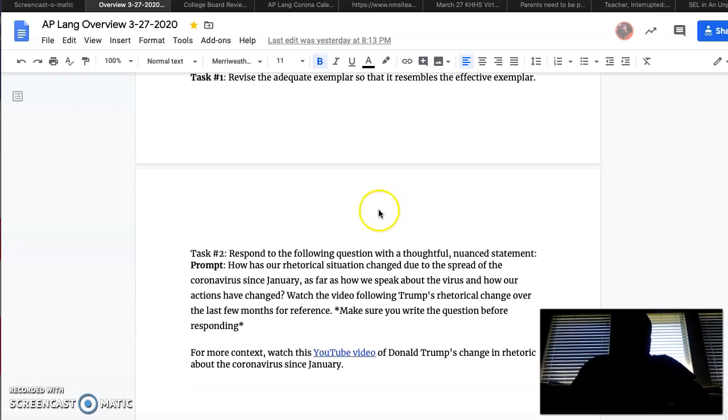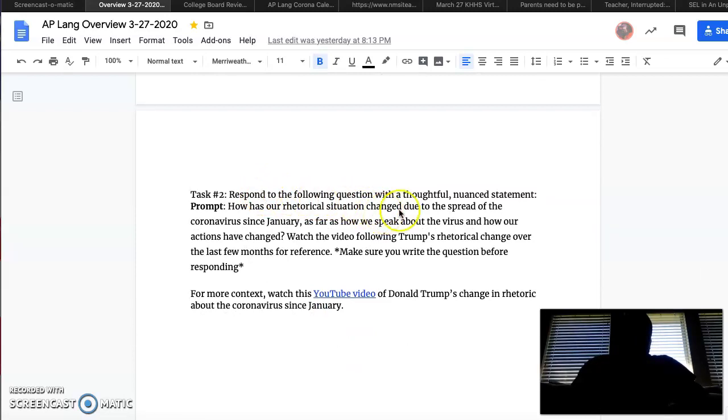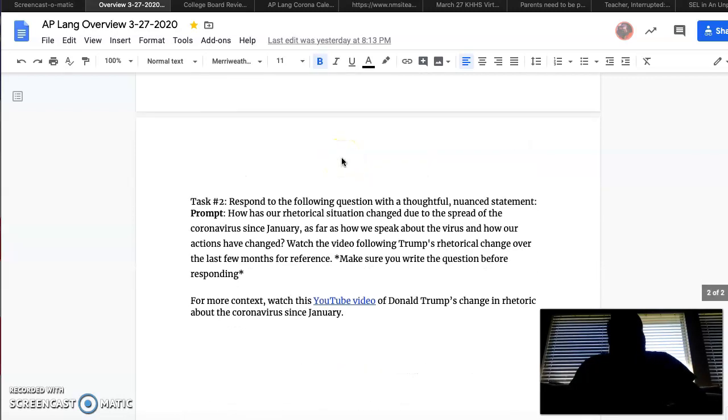And then task 2 will be to respond to the following question with a thoughtful, nuanced statement. It doesn't have to be in rhetorical situation mode. It doesn't have to look like this exemplar, but just discussing in written form: how has our rhetorical situation changed due to the spread of the coronavirus since January? As far as how we talk about the virus, how our actions have changed, how our entire world has changed, our routines and everything, how has our situation changed? How has it dictated the way that we talk about the virus, how we talk about the world, our systems?